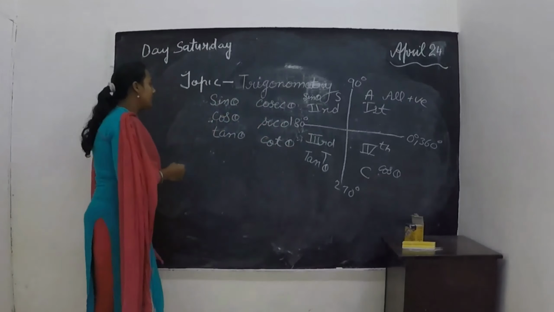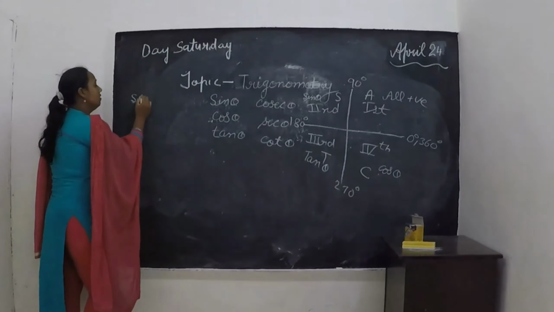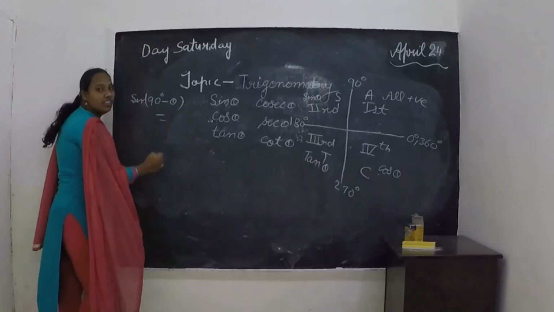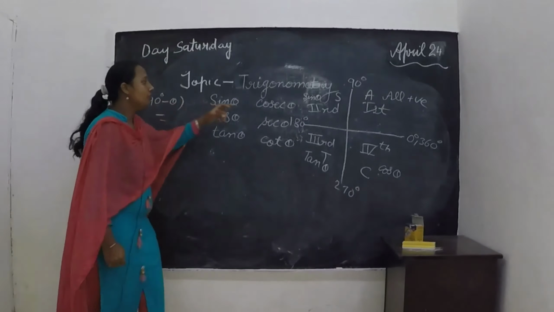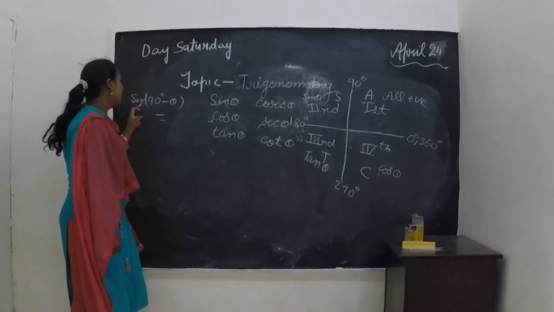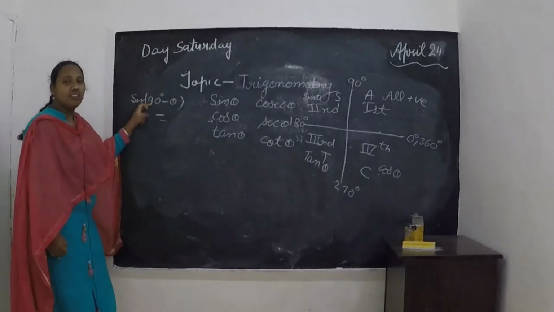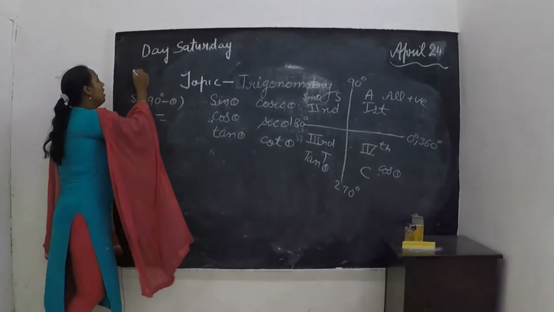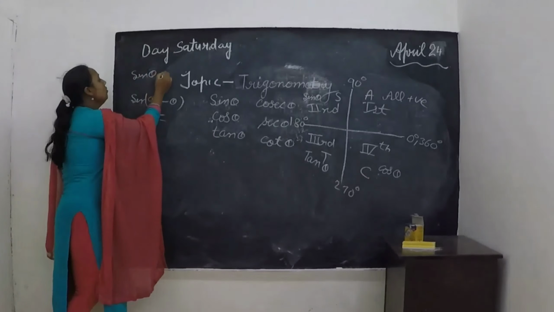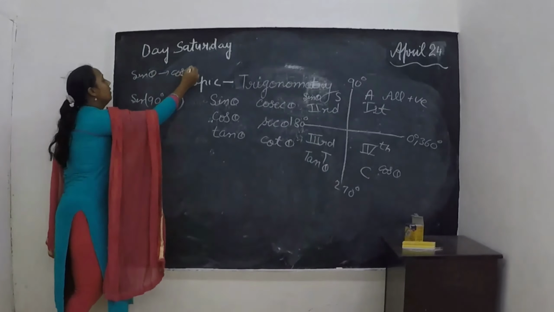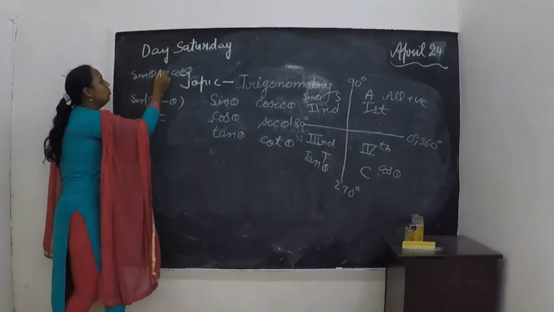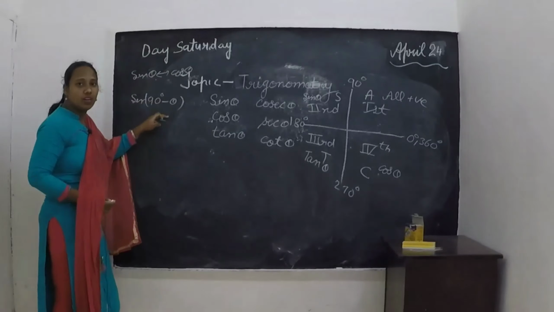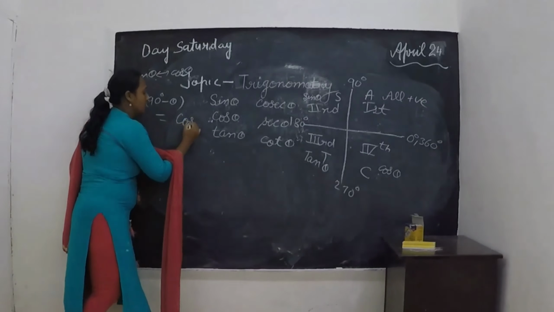First of all, we will find the value of sine 90 degree minus theta. We will find the value of this term with the help of this table. Here is sine 90 degree minus theta. If there is 90 degree or 270 degree, then sine theta will convert into cos theta and cos theta will convert into sine theta. Because there is angle 90 degree, sine theta will convert into cos theta.